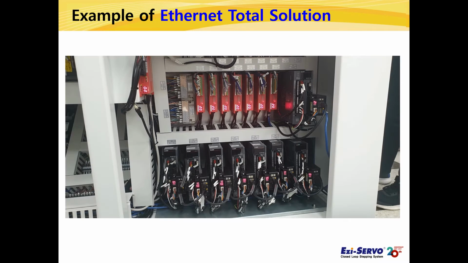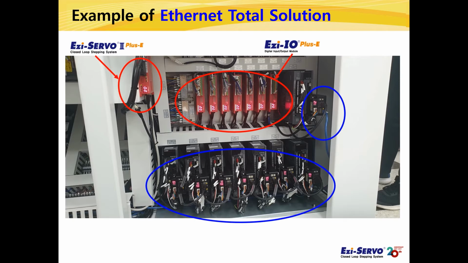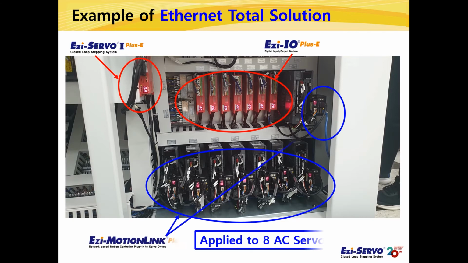This example applied the total solution concept that stepping motor, Ezi-SERVO motor, and digital I/O module can be controlled with one Ethernet port, without a separate motion controller. FASTECH's Ezi-SERVO Plus-E, which is stepping motor, Ezi-IO Plus-E, which is digital I/O module, and Ezi-SERVO are applied to this machine. As you can see, Ezi-MOTIONLINK, which is a 1-axis motion controller for Ezi-SERVO drive, is directly connected to a total of 8 axes of Ezi-SERVOs.